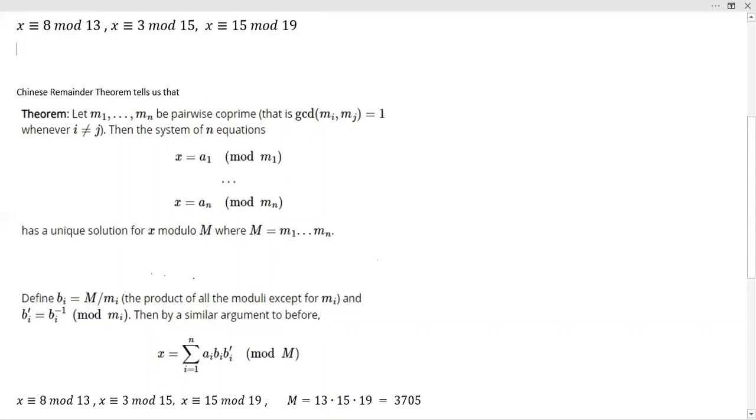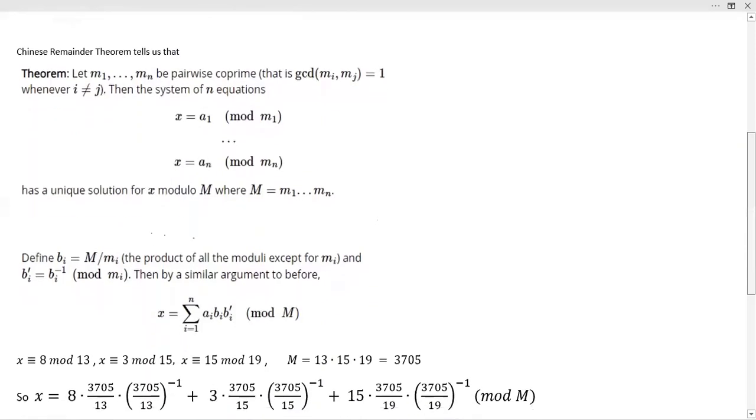Now, there's some things here that look a little intimidating, but it's really not that bad. This is a summation symbol, so we're going to have 3 summands because we actually have 3 congruential equations here. Now, your a sub i is easy enough.